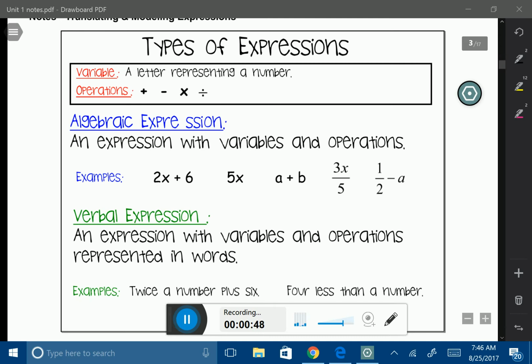So for the algebraic expressions, we have examples like 2x plus 6. You'll notice that there's a variable in there. And 5x, you'll notice that there's a variable in there. And then for the verbal expressions, under our examples, we have words: twice a number plus 6, or 4 less than a number. And what we're going to be doing today is translating back and forth between the two.